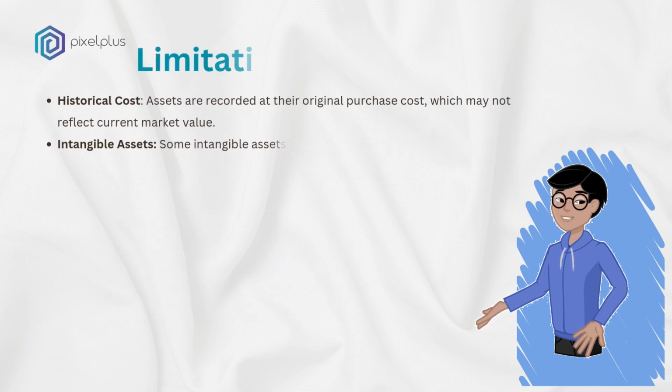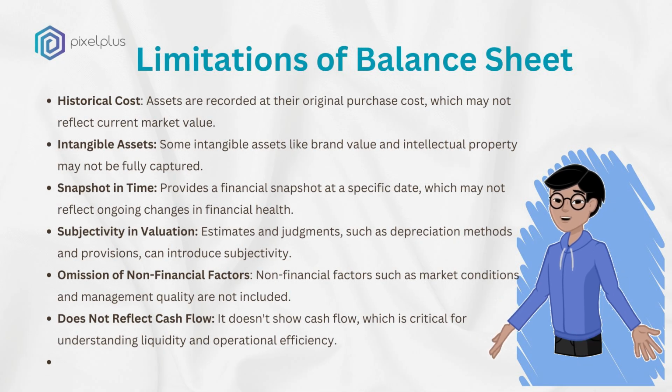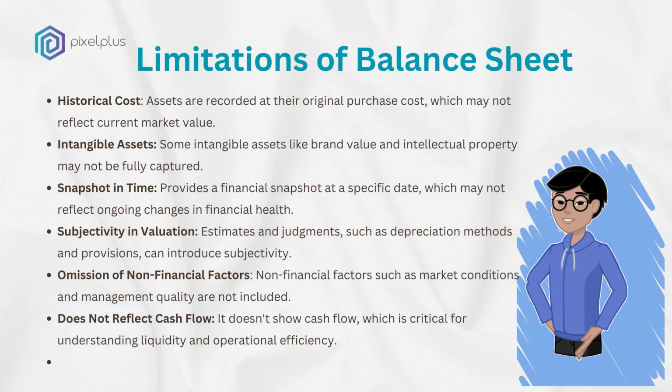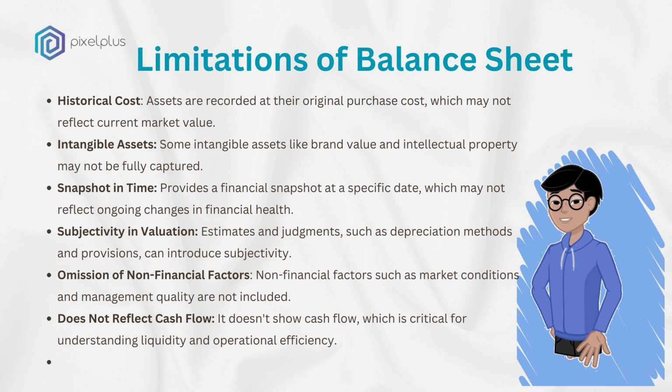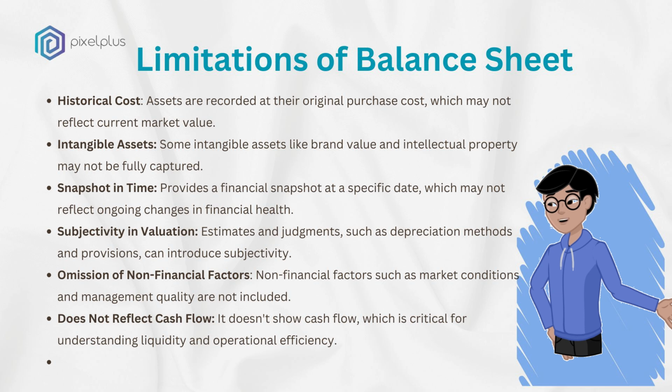Now the last thing in our today's lecture is the limitations of the balance sheet. What are the limitations? We all know the balance sheet is very good for analysis and decision making, but still there are some limitations that we have to keep in mind. First is the historical cost. Assets are recorded at their original purchase cost, which may not reflect the current market value.